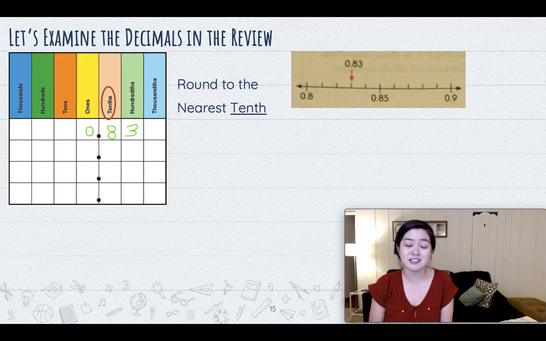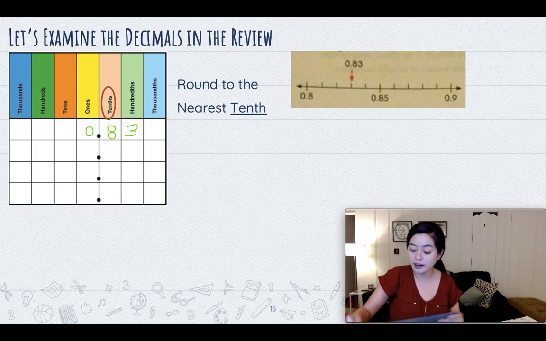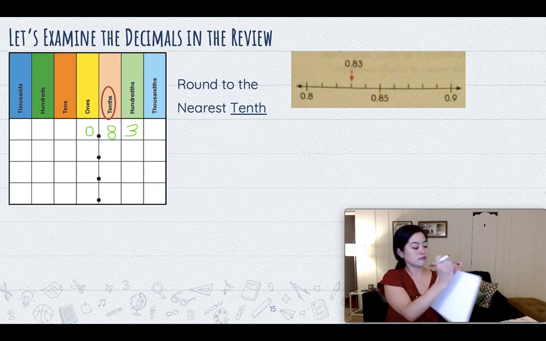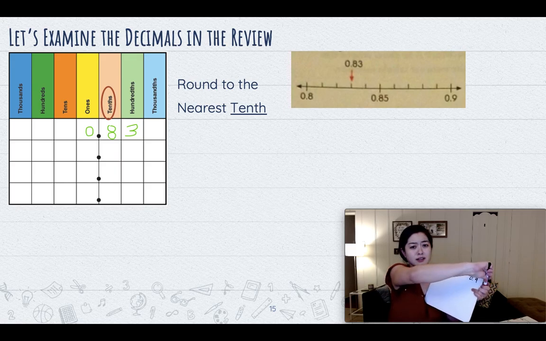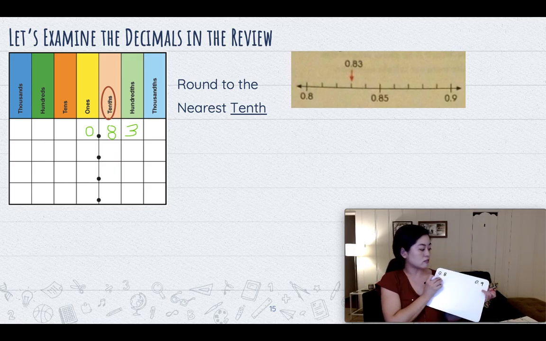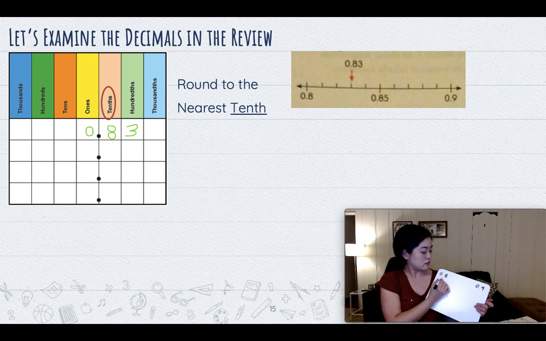Well, I see that it is in between 0.8 and 0.9. Now, they already rounded this to the nearest tenth, but 0.8 is the same thing as saying 0.80.